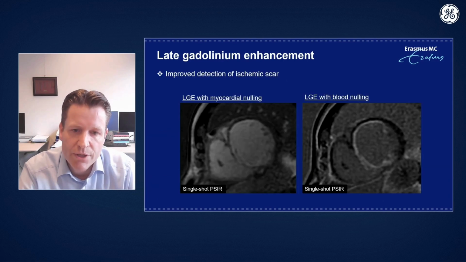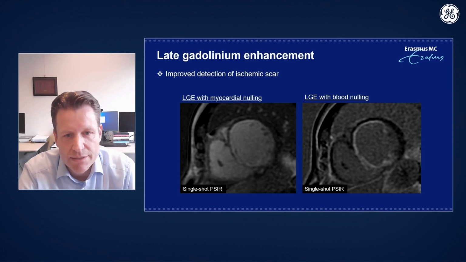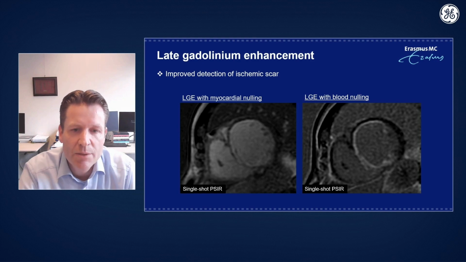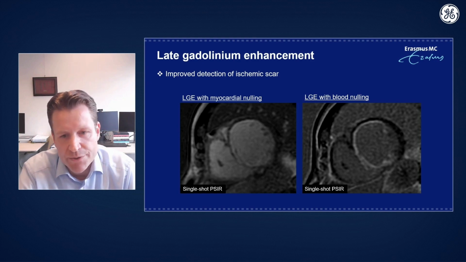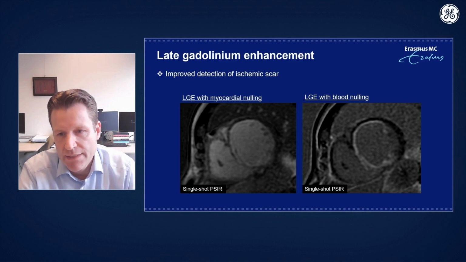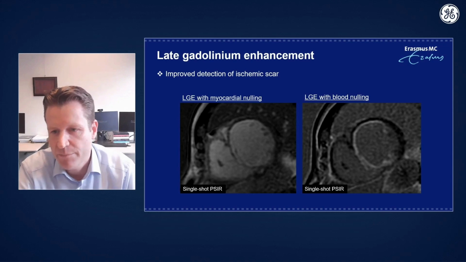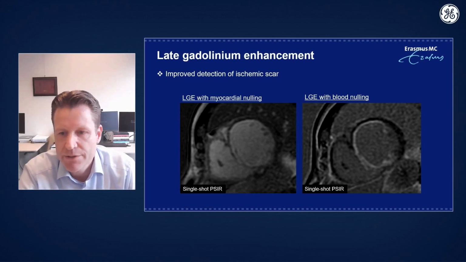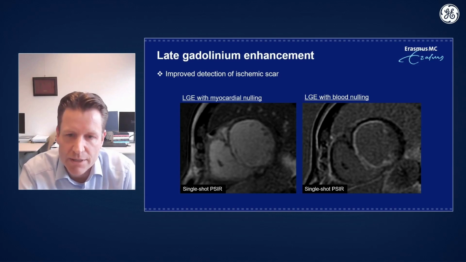So I would like also to show an example. This is a patient with a quite extensive myocardial infarction. On the left, you see a single shot SEER image where we nulled the myocardium. And it's quite hard to see the myocardial infarction compared to the blood pool. On the right is the same late enhancement image with blood nulling. So we only changed the inversion time, and now you see much better the myocardial scar.